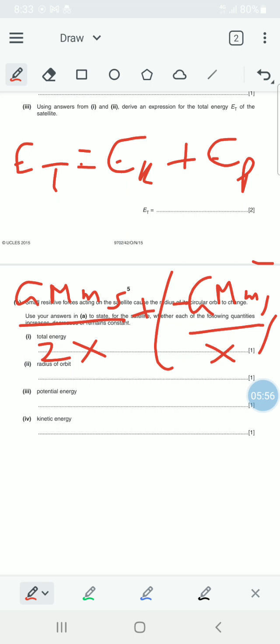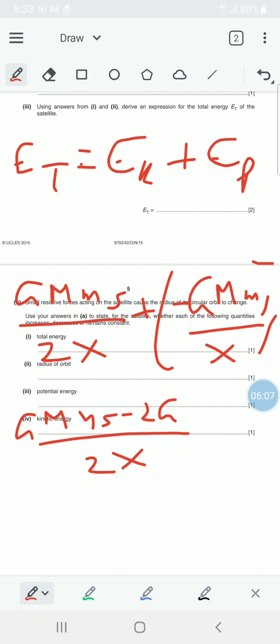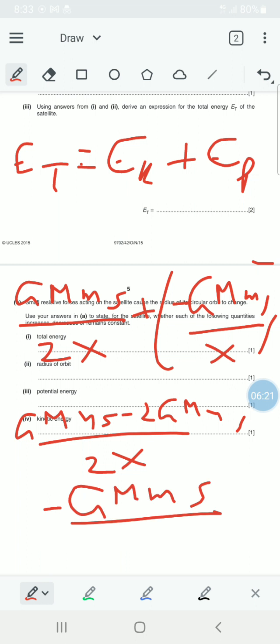Now we have to get the common denominator, that is 2x. G M m_s minus 2 G M m_s, right? So you are left with negative G M m_s upon 2x. That is the final answer. That's simple arithmetic. If you have difficulties, please ask.